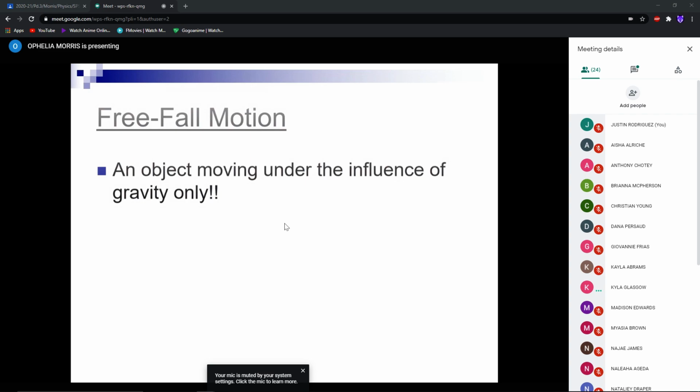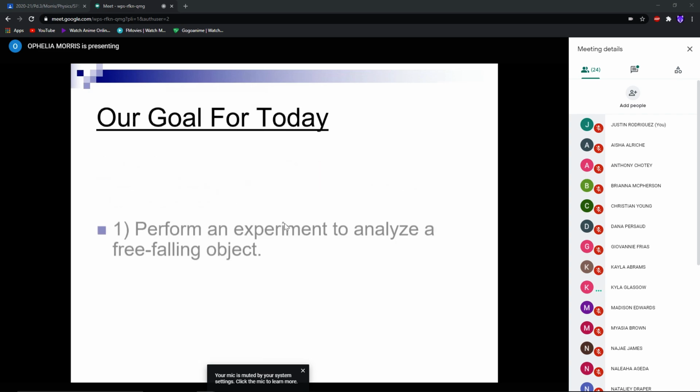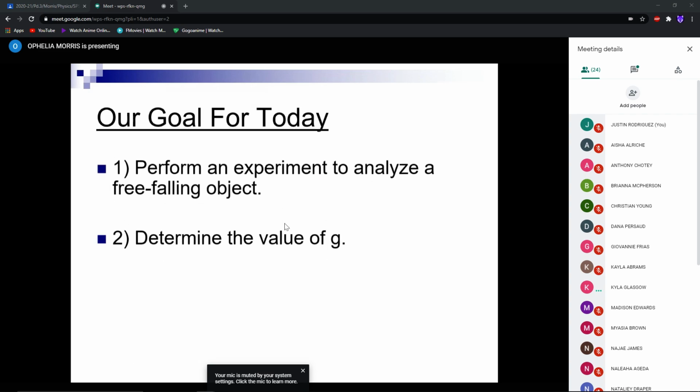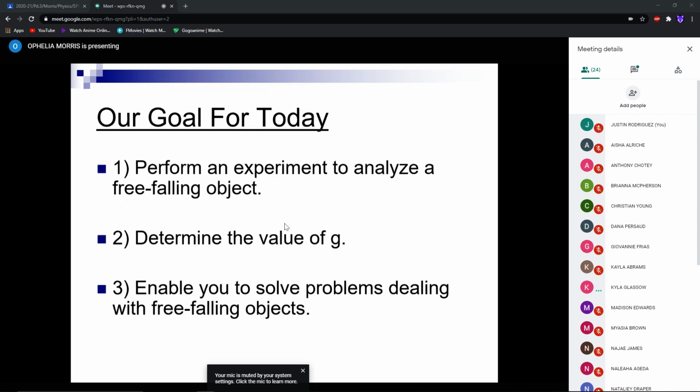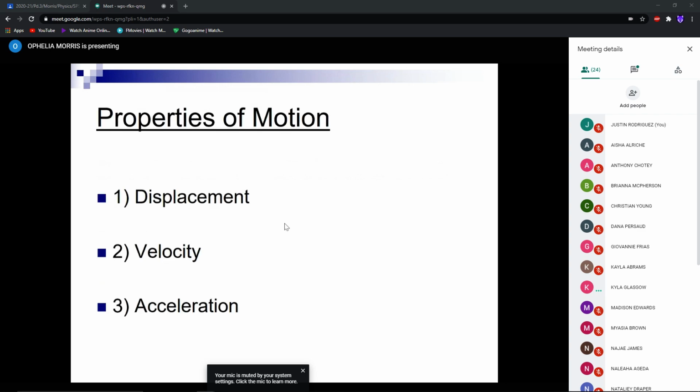All right, guys. So the next one. Our goal for today, we're not going to do the experiment, but we're going to try to determine the value of g, which I already showed you guys. And then we're going to talk about problems that deal specifically with free falling objects only.